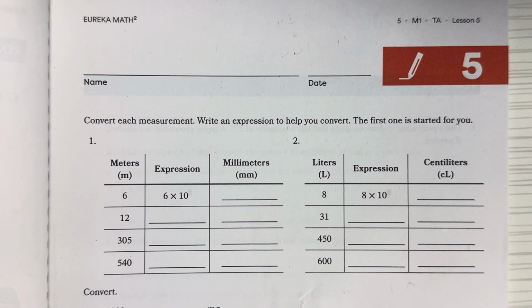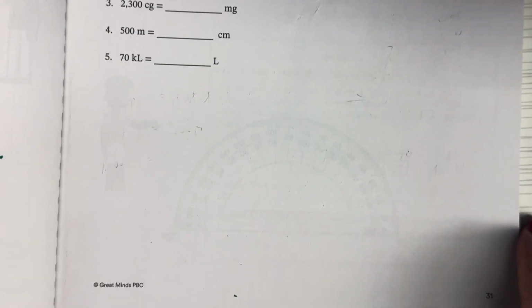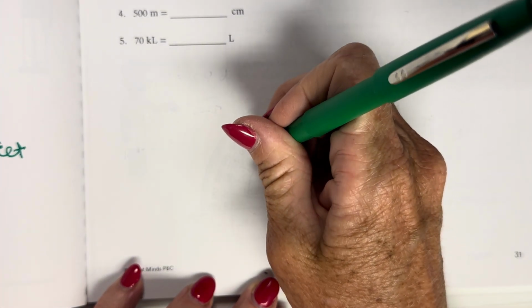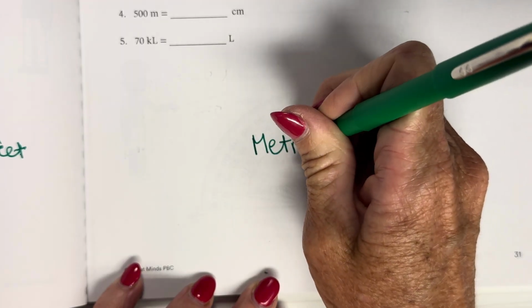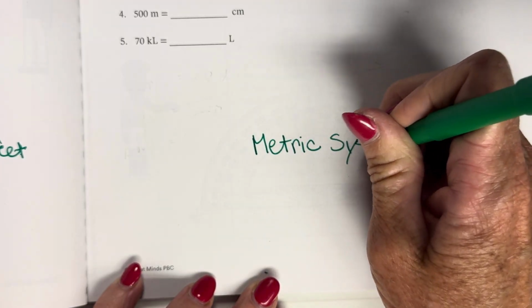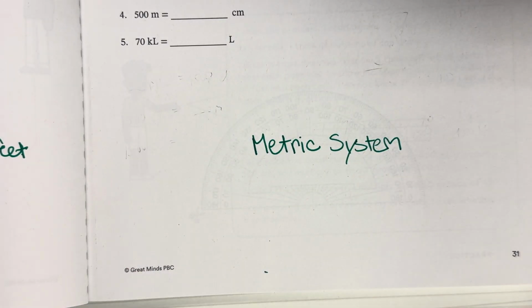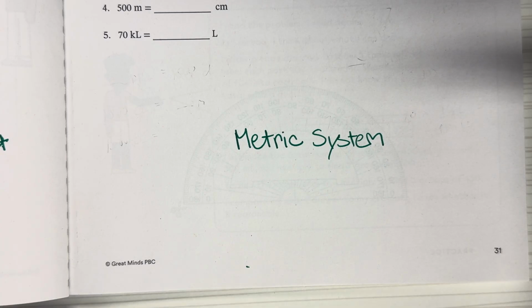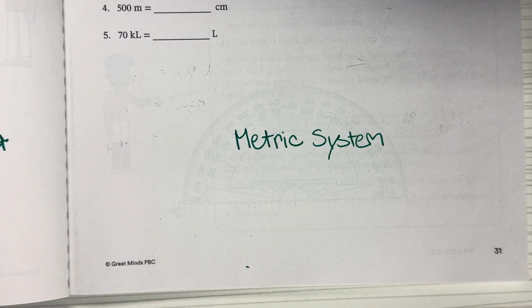So I'm going to come back to my page 31, and I'm going to use the space down here. The rest of the world uses the metric system. So it's called the metric system. Now, the nice thing about the metric system is it's like our number system. It's on a base 10 system. So all the conversions and all the relationships between everything is always going to be on the base 10 system.